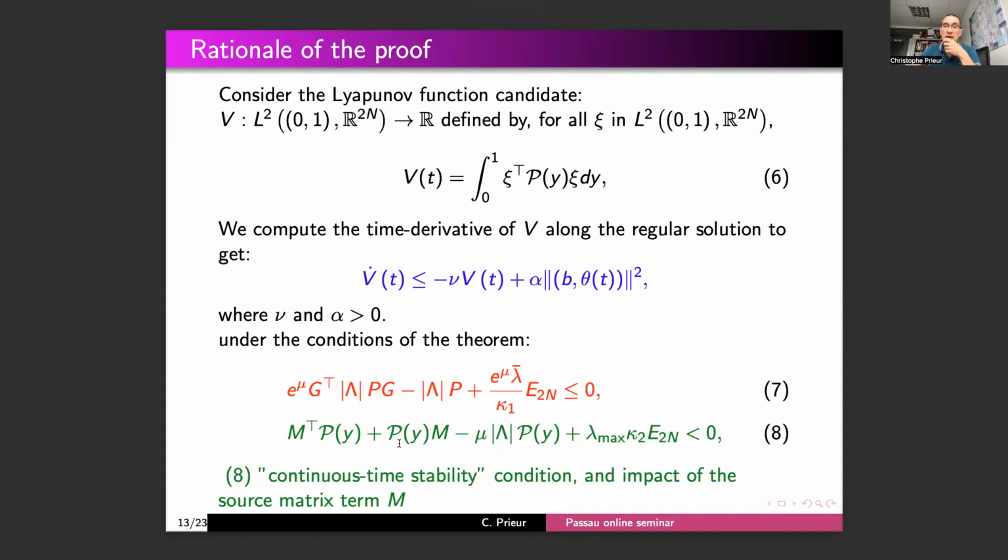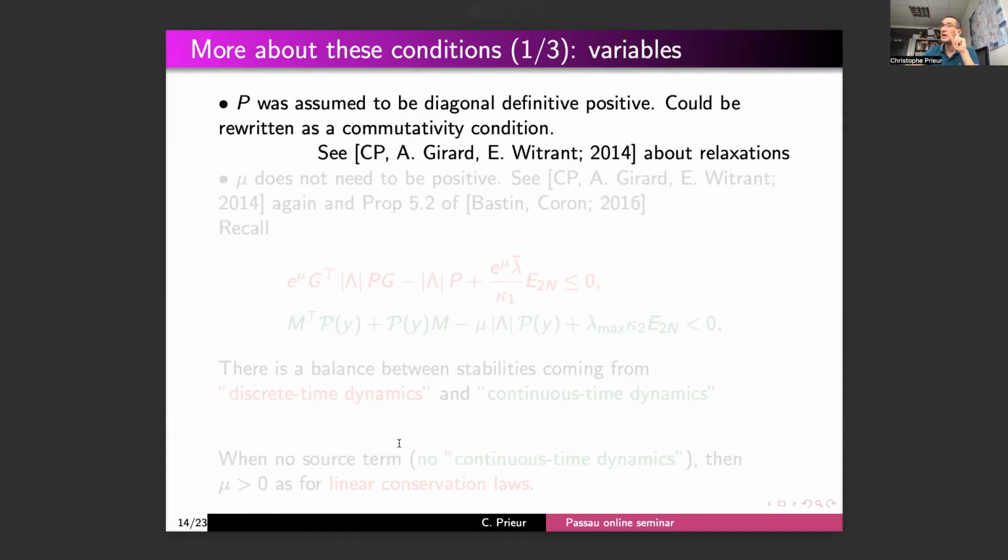Okay, so I would like to comment on these conditions. The first condition is a discrete time one, the second one is a continuous time one. I would like to emphasize that P was assumed to be diagonal positive definite. So it is very classical, in fact. It is false if you do not assume that it is a diagonal positive matrix, except if you have a commutativity condition. In fact, there is an integration by parts for which we have to be careful, and taking P diagonal helps you to have this integration by parts working. But in fact, we don't need P diagonal, we just need a commutativity condition.